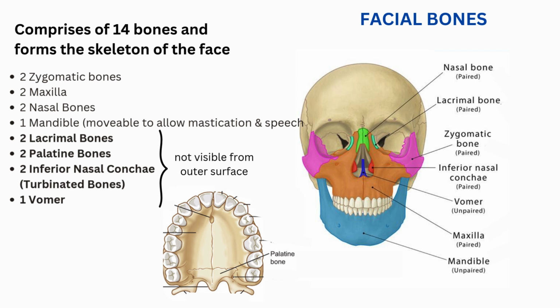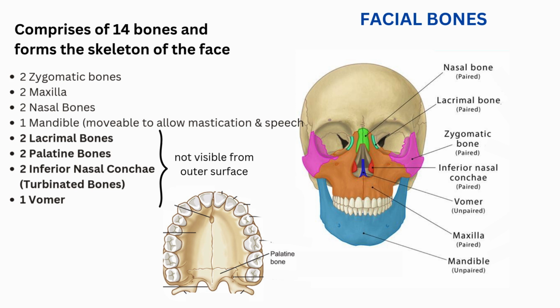We have two lacrimal bones which are located in the inner corner of the eyes and are involved in the tear duct system. And these are also the smallest bones of the face. Then there are two palatine bones. These form the back part of the hard palate and contribute to the nasal cavity and orbit.